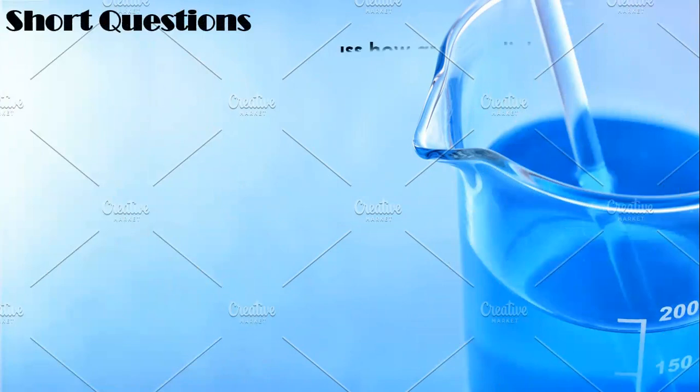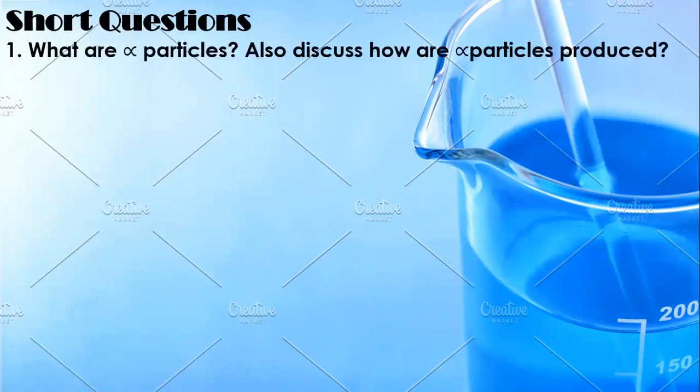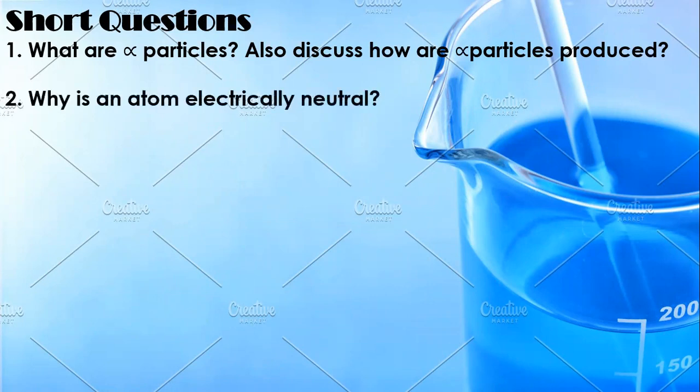In short questions, you have to write in the same manner as you usually attempt the short questions from the very junior classes. The first short question is, what are alpha particles? Also discuss how alpha particles are produced. We have discussed in detail the alpha particles in Rutherford's atomic theory. You have to write them all.